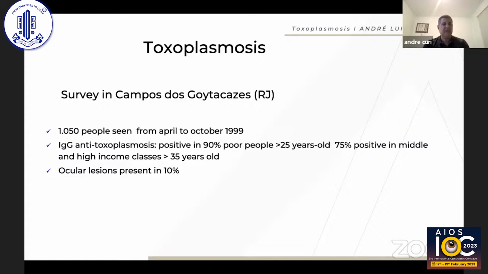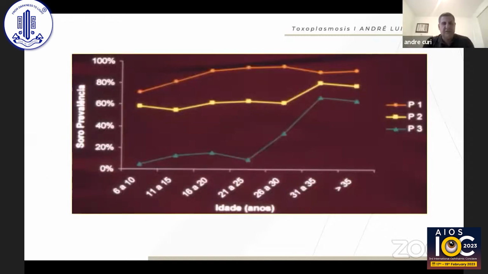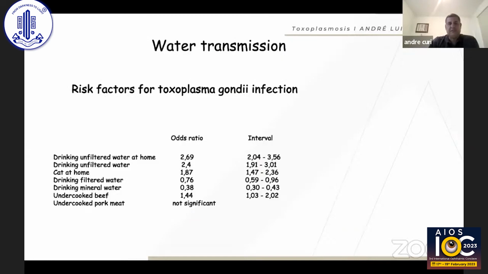So this was a survey we did in Campos dos Goytacazes in Rio de Janeiro, just to show that in this population the IgG titers are around 90% in poor people. And you can see in this graph almost 80% IgG in the young. When they got older, it will be around 65% IgG positive. So in Brazil, it's not very important to have a positive IgG because the majority of the population is positive. So the risk factor for Toxoplasma gondii in this area is not undercooked beef, but drinking unfiltered water at home.